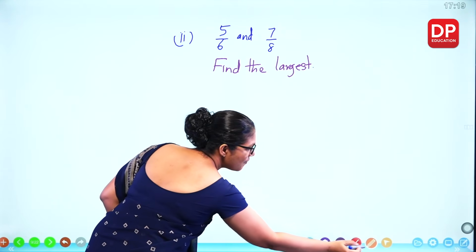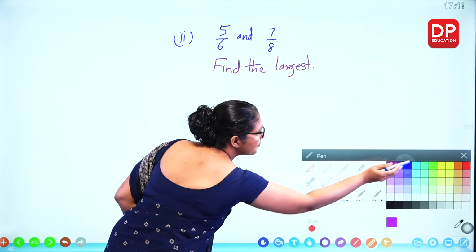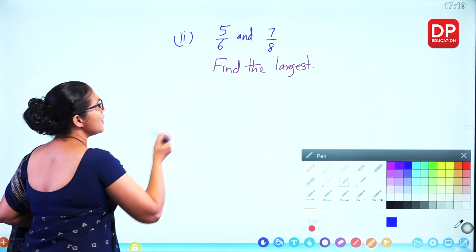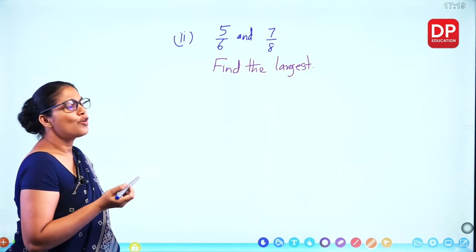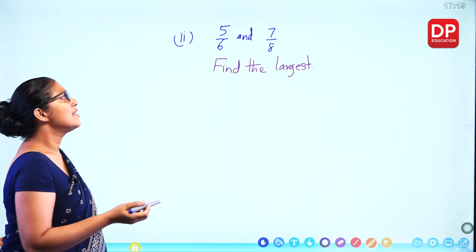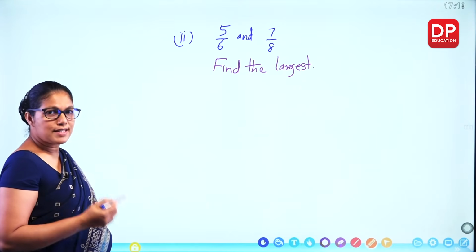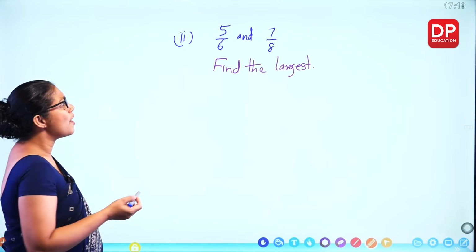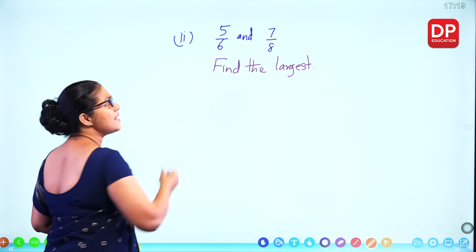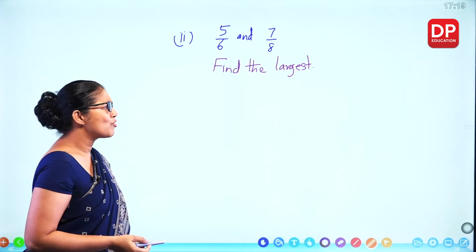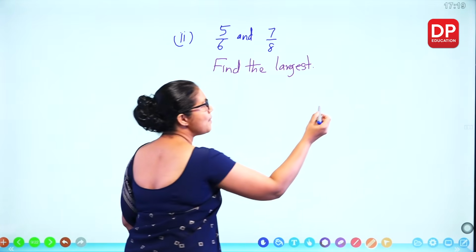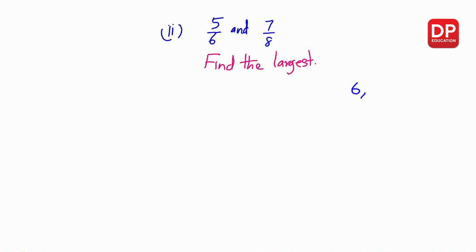Okay, what's the first step? Denominators are different. You can't compare when the denominators are different. So what you have to do is find a common multiple. What do you call that? Lowest common multiple. So first thing you can do, you can convert to find the lowest common multiple.